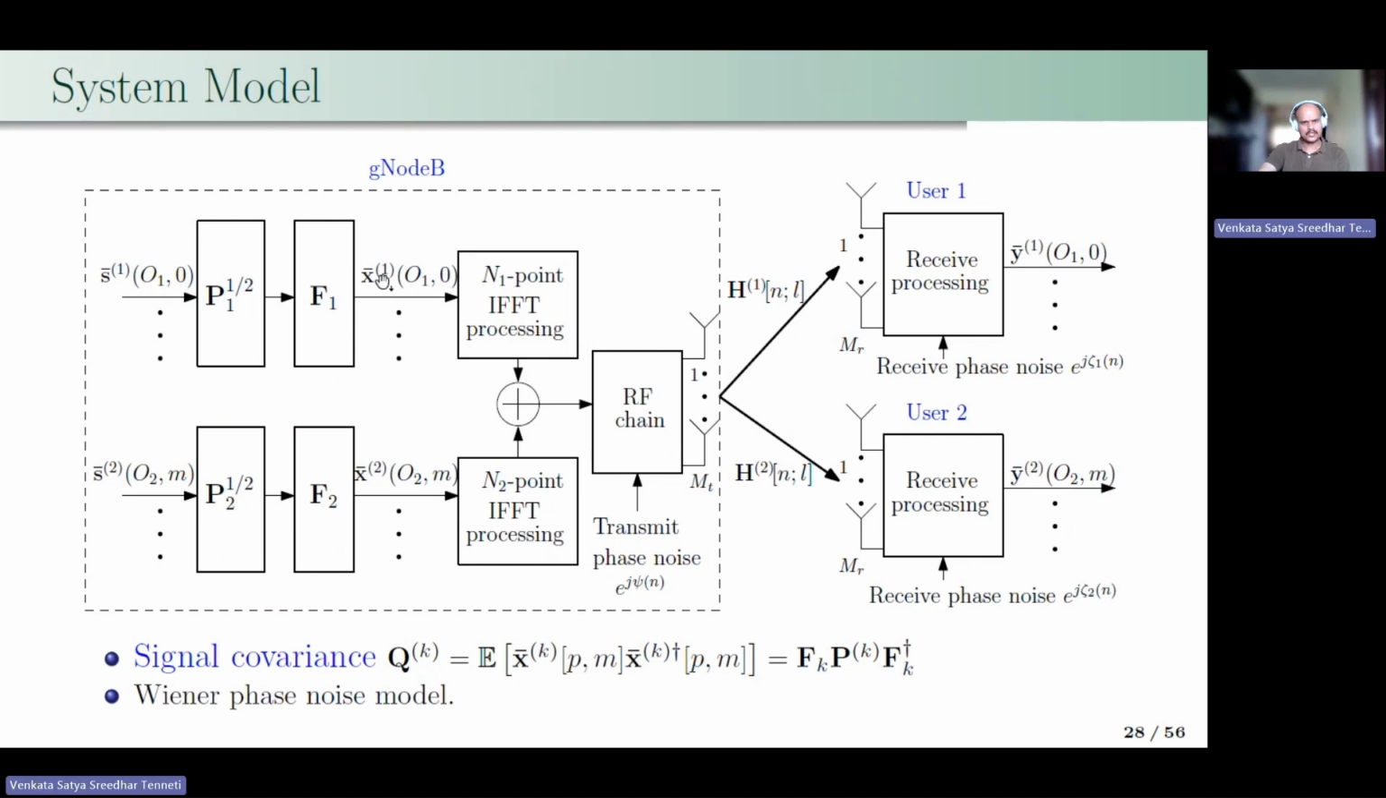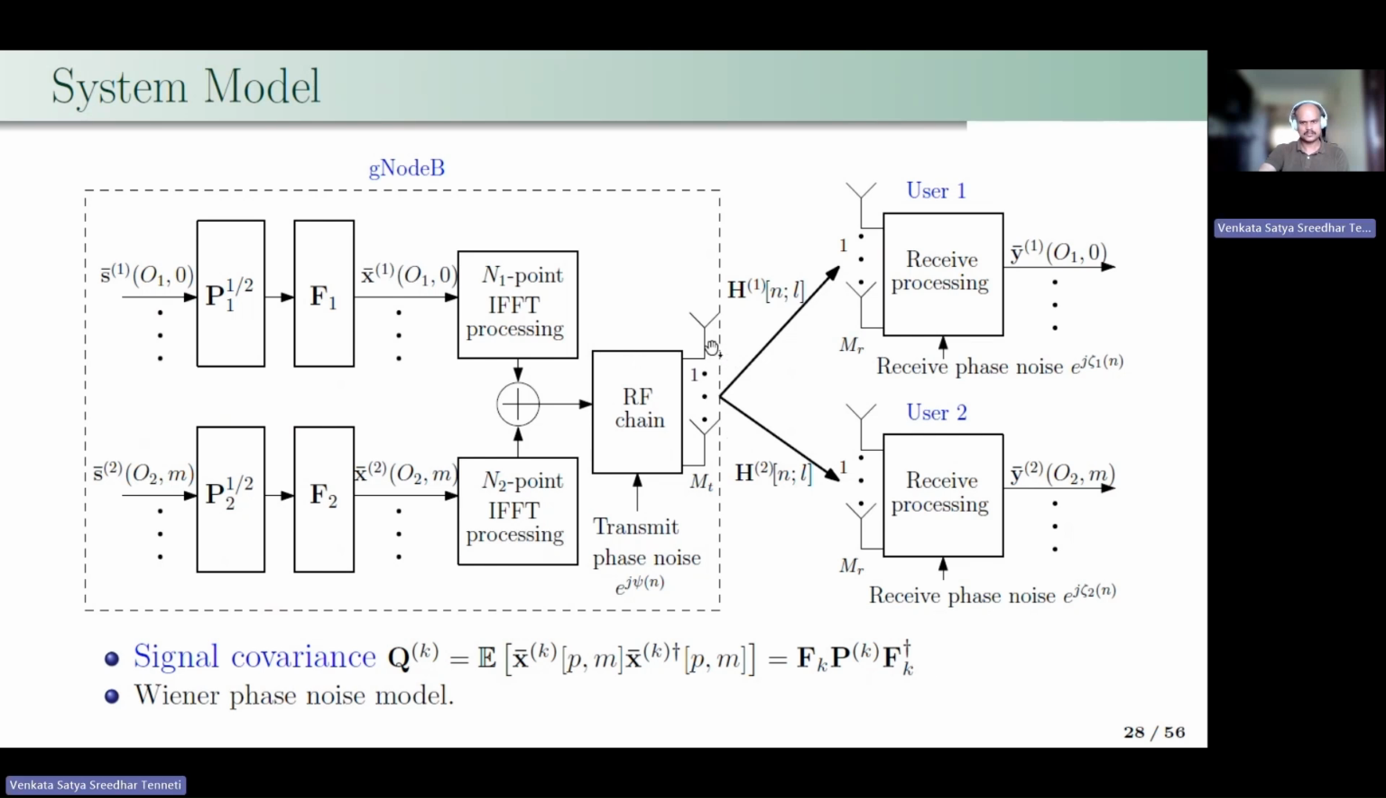The covariance of this precoded information symbol vector is called the signal covariance, which is denoted by QK. The definition of signal covariance is shown here. This can be computed as the product of three matrices: the precoder, the power allocation matrix, and the Hermitian of the precoder.